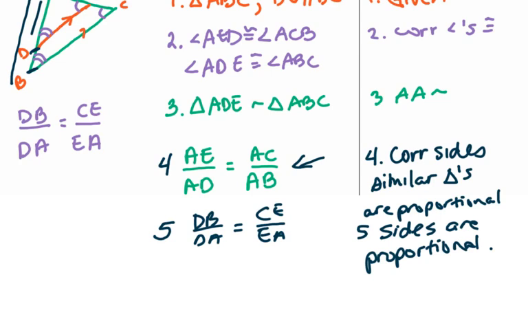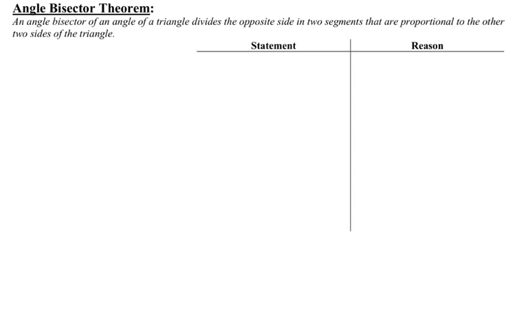Okay, let's go back down further in your notes. The next theorem is the angle bisector theorem, and so we're going to do the same thing where we're going to experiment and work with the theorem a little bit before we try to prove it. So the theorem says an angle bisector of an angle of a triangle divides the opposite side in two segments that are proportional to the other two sides of the triangle.